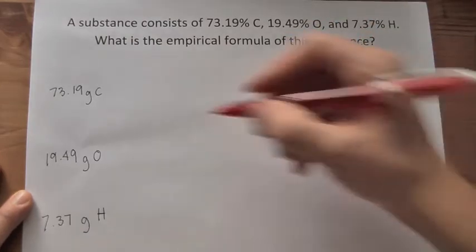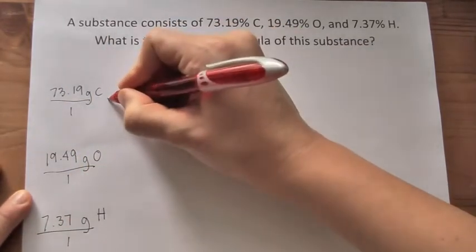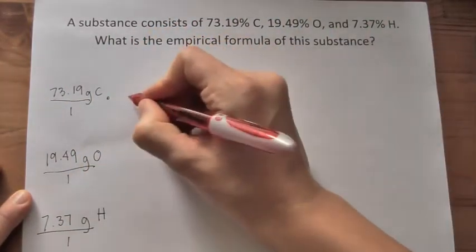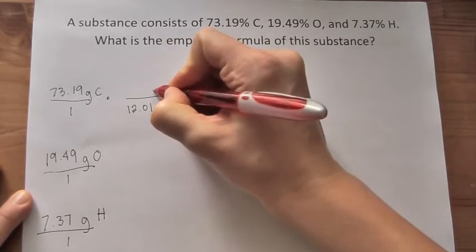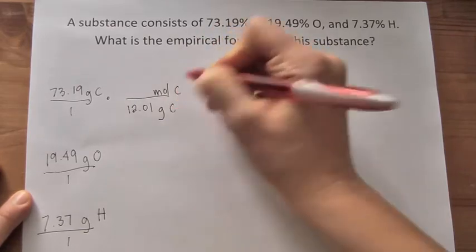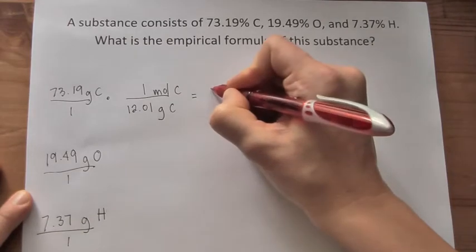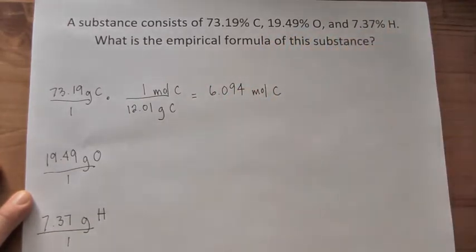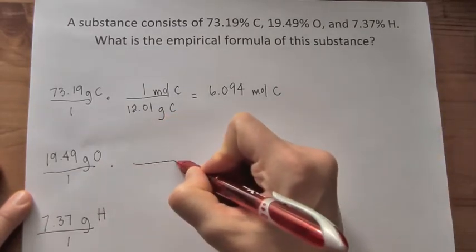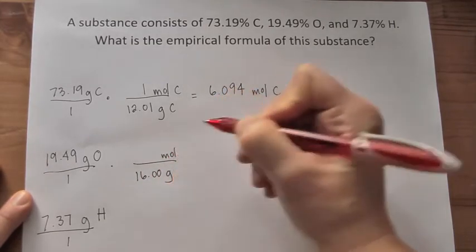Now we can convert into moles. Let's start with carbon. I know my ratio is 12.01 grams per mole of carbon. I get this from the periodic table. When I calculate that out, I get 6.094 moles of carbon. Let's do oxygen. I look at my periodic table and I know that there are 16 grams per mole of oxygen.